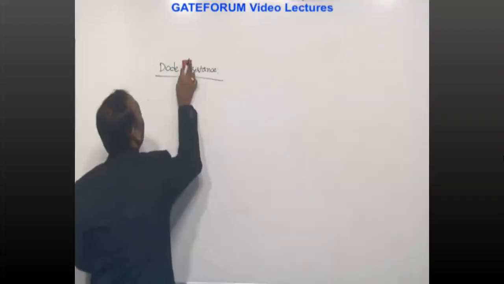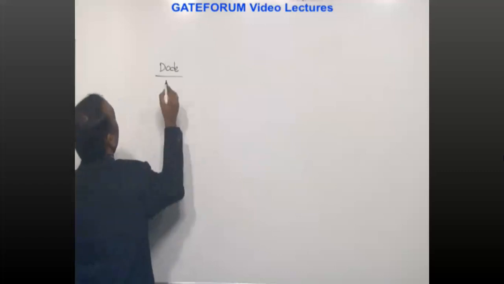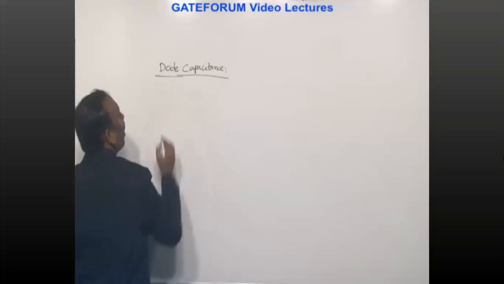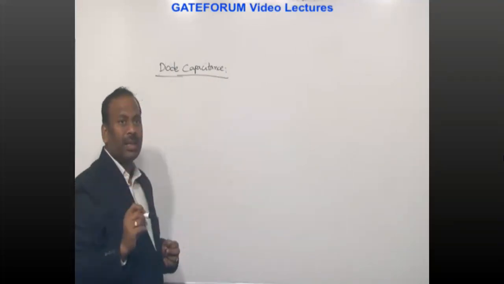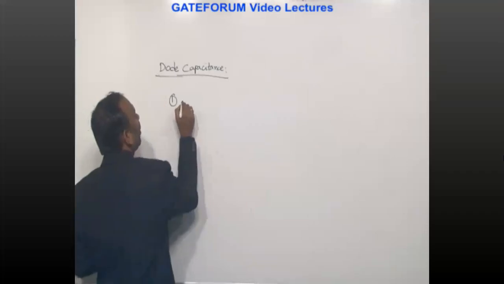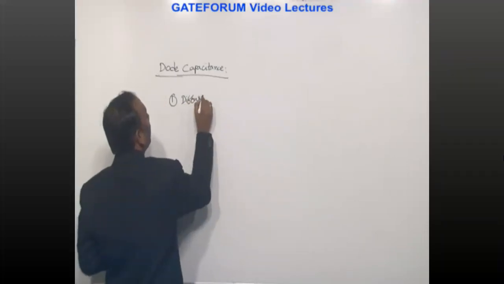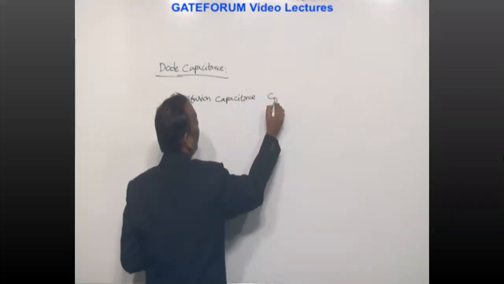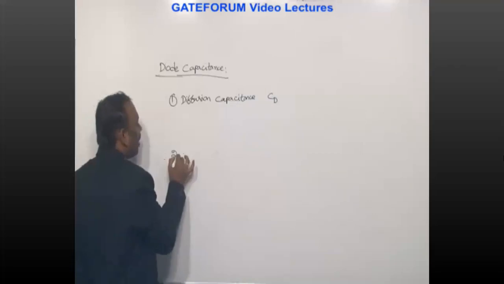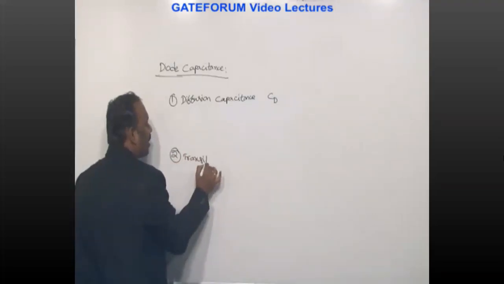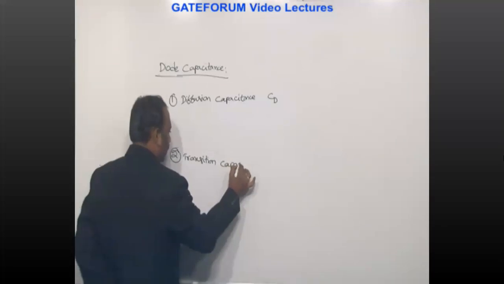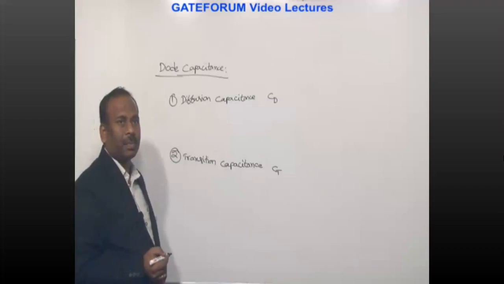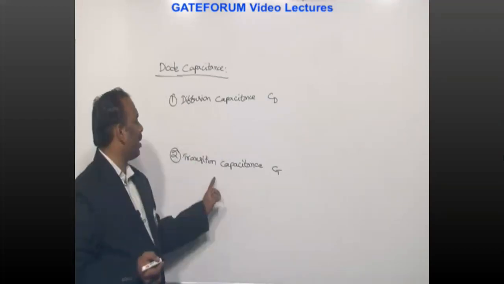Next one is diode capacitance. A diode exhibits two types of capacitances. The first one is called diffusion capacitance. It is denoted by C suffix D. The second one is called transition capacitance. It is denoted as C suffix T. Okay. Diffusion capacitance, transition capacitance.